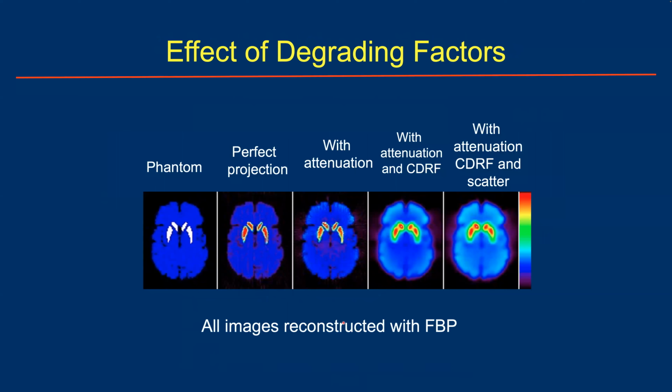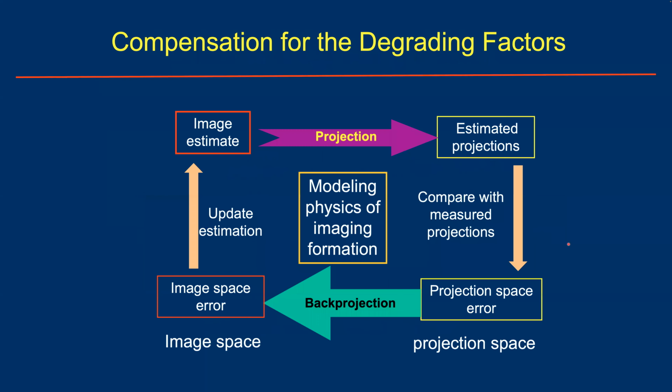This shows you the overall effect of different degrading factors on the image. Here's a phantom, and when we have a perfect projection, the image looks very similar to the phantom image. When we add attenuation, the center gets darker because of the attenuation effect. When we add resolution, the image is much blurrier. And when we add scatter, the whole image shows up brighter. That's because the additional scatter serves as a low frequency uniform background, which increases activity.